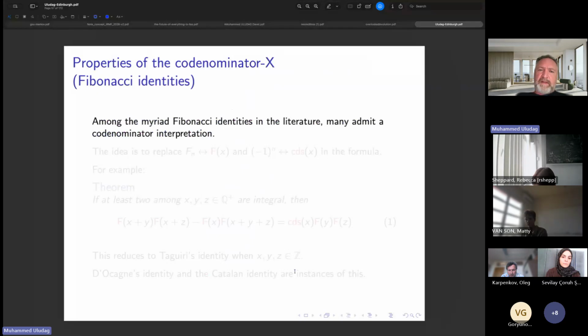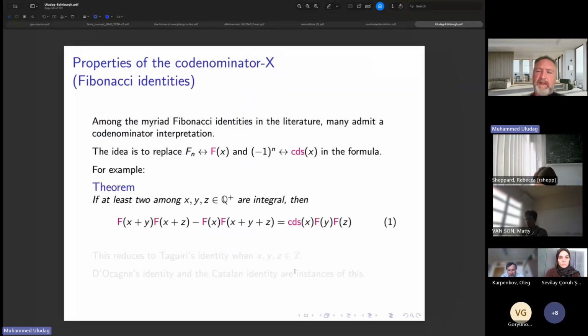As you know, there are billions of Fibonacci identities in the literature. Even now, I'm sure somebody is discovering a Fibonacci identity somewhere and publishing it on the arXiv. One can generalize many of these Fibonacci identities to the codenominator function. One idea is to replace f_n in the formula by f of x. And sometimes you have minus 1 to the power n somewhere in the formula, and you replace that by the codiscriminant of x.